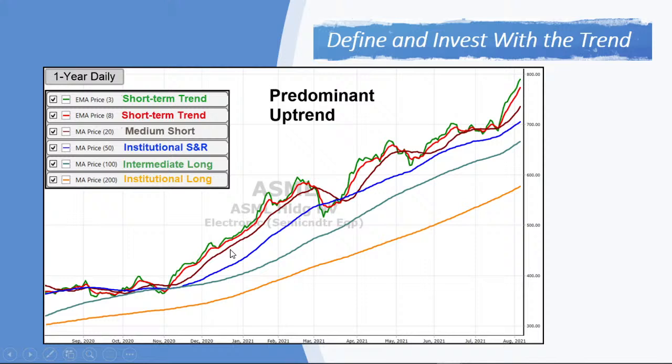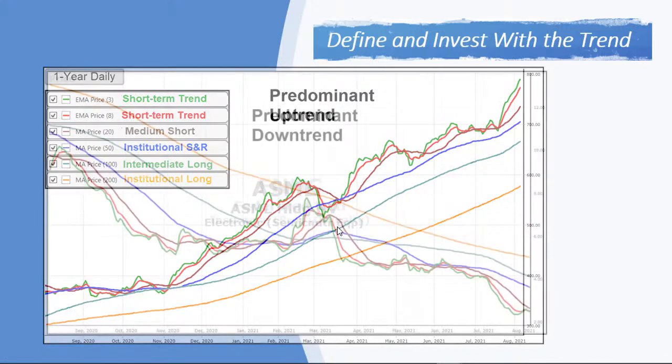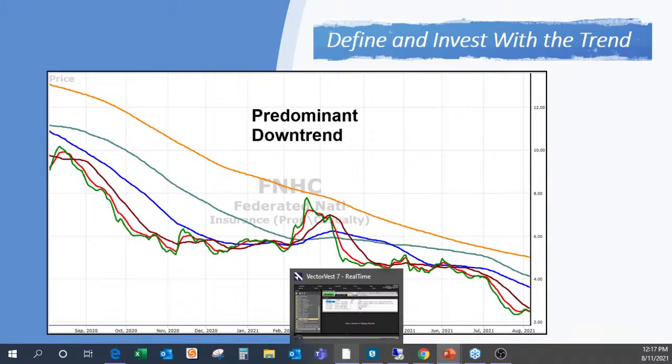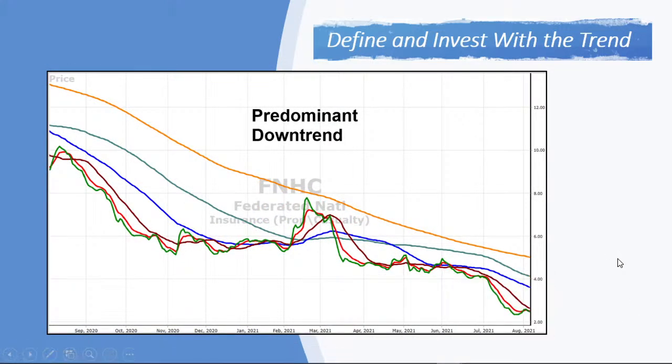So here in an underlying uptrend, if we follow the shorter term moving averages, and make sure that price is above the intermediate and the longer term moving averages, we look at the rallies that occur in an underlying uptrend, they're much longer than the pullbacks. It's the complete opposite in a downtrending environment. In an underlying downtrend, rallies are shorter lived, pullbacks or down moves are much longer.